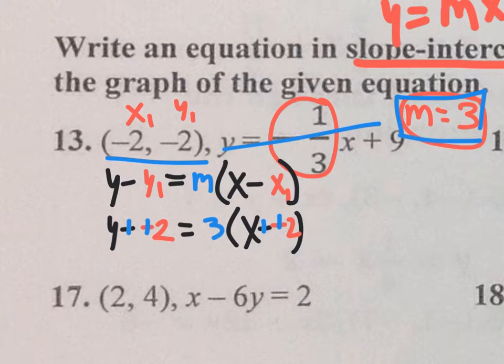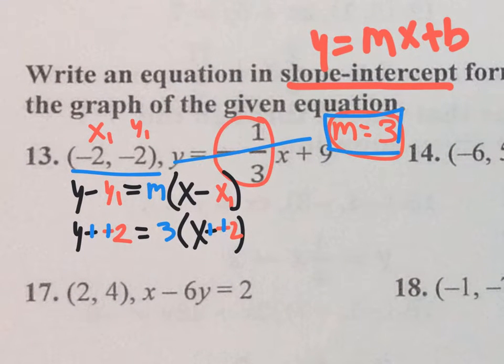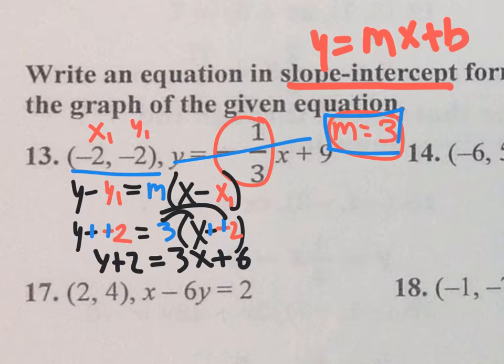And once again, going back to the instructions, we have an equation that's in point-slope form. If it would have said, write an equation in point-slope form, I would be done. But they don't. It says slope-intercept. So we still need to change this. Obviously, we don't want parentheses, and we don't want the y with the plus 2. You want the y by itself. So I'm going to get rid of the parentheses by distributing 3 times x and 3 times 2. So I'm going to have so far y plus 2 equals 3x plus 6. And for my final step, what am I going to do? Subtract 2 on both sides.